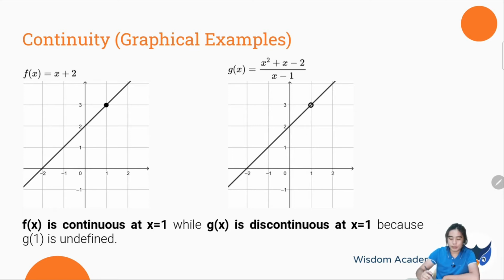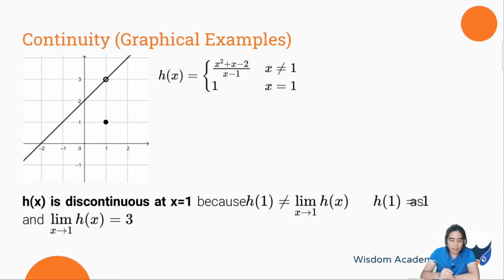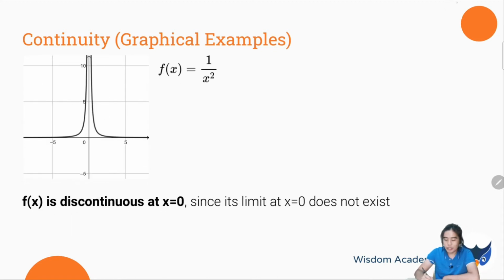Okay? So, next. As for h of x, it is defined at x equals 1, so h of 1 equals 1. However, if we find the limit of the function as x approaches 1, getting closer and closer to 1, the value of its limit is 3. But its h of a is equal to 1. So, since h of a is not equal to its limit, h of x is discontinuous at x equals 1. Okay? So, another example.